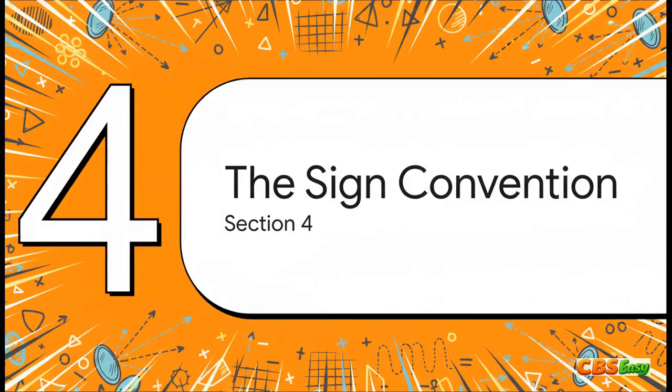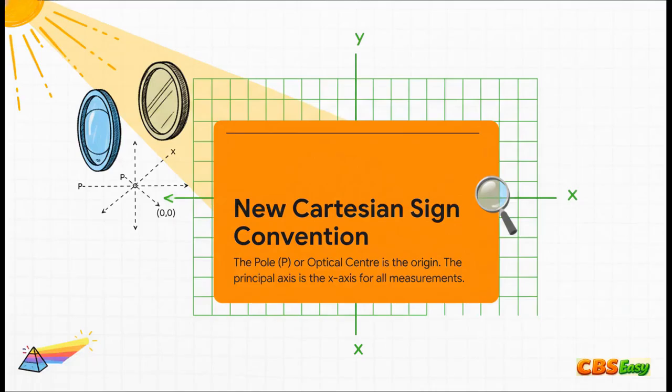All right, this next section, this is the secret weapon. I'm not kidding. If you can master this, you will solve every single numerical problem in this chapter without losing a single mark. It's called the new Cartesian sign convention. Don't let the fancy name fool you. All it means is we're going to treat this like a graph in math class. The center of the mirror or the lens is the origin, 0, 0. And the main line running through it, that's your x-axis.